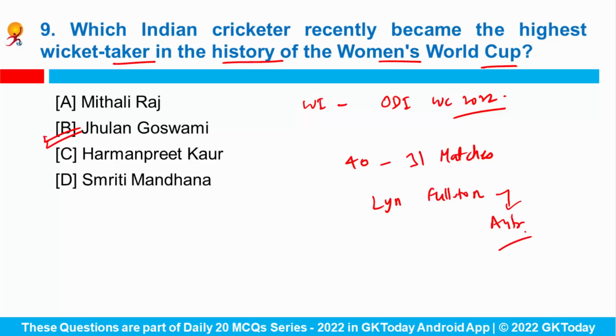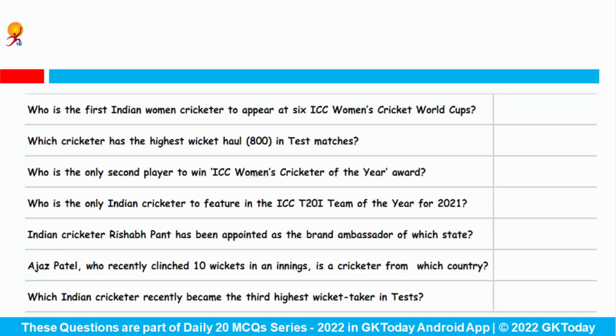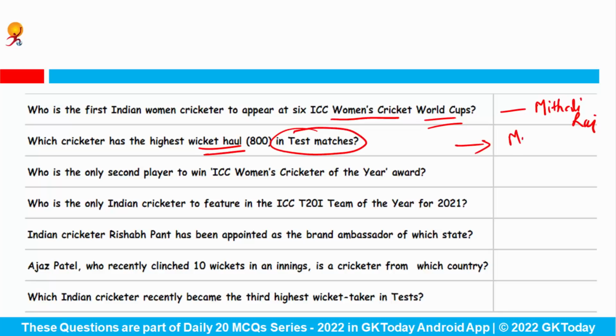Okay. Now in the next slide we will see some of the sports related current affairs. Who is the first Indian women cricketer to appear at 6 ICC Women's Cricket World Cups? This is Mithali Raj. Next is, which cricketer has the highest wicket haul in test matches? Answer is Muralitharan.